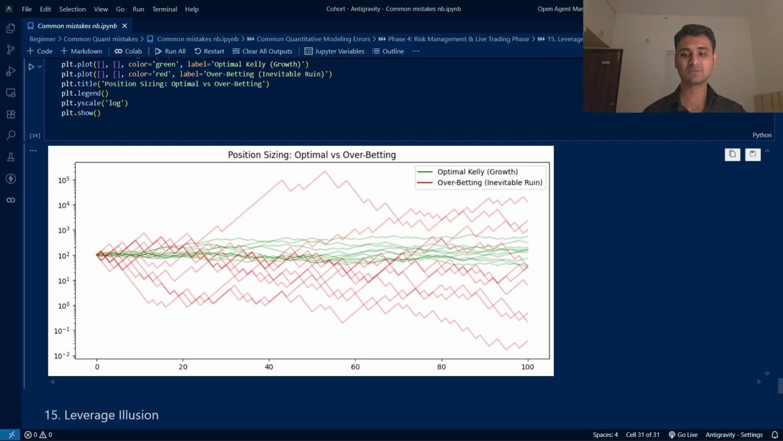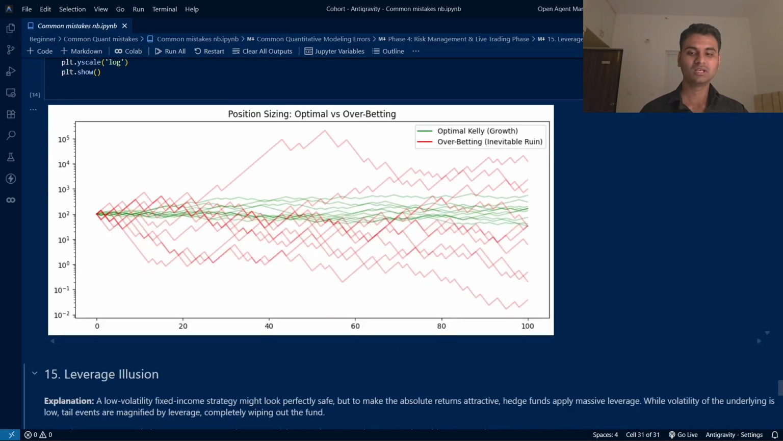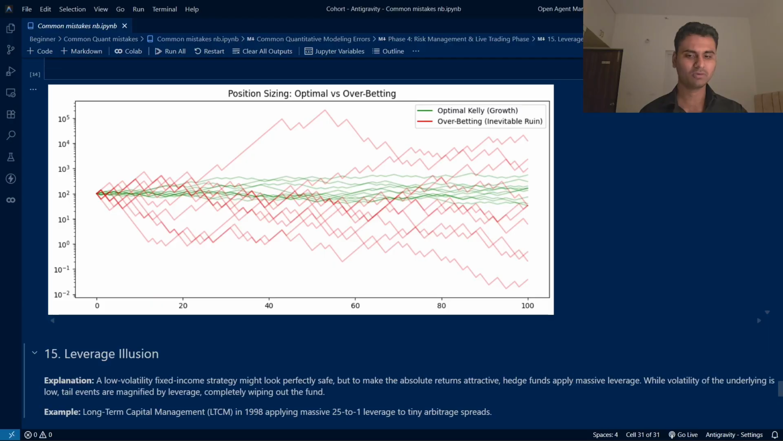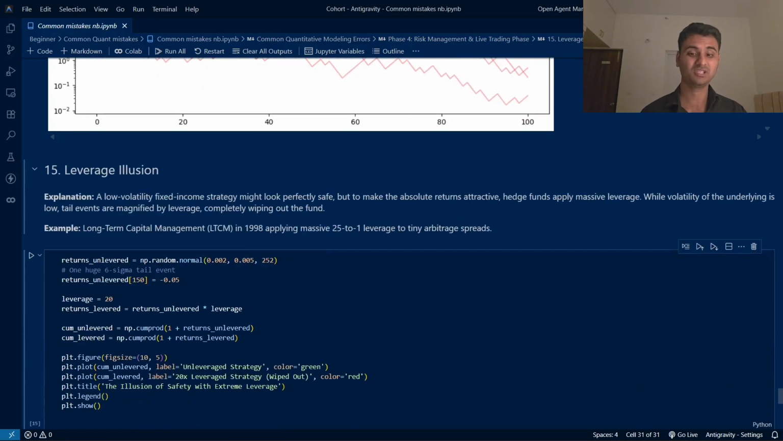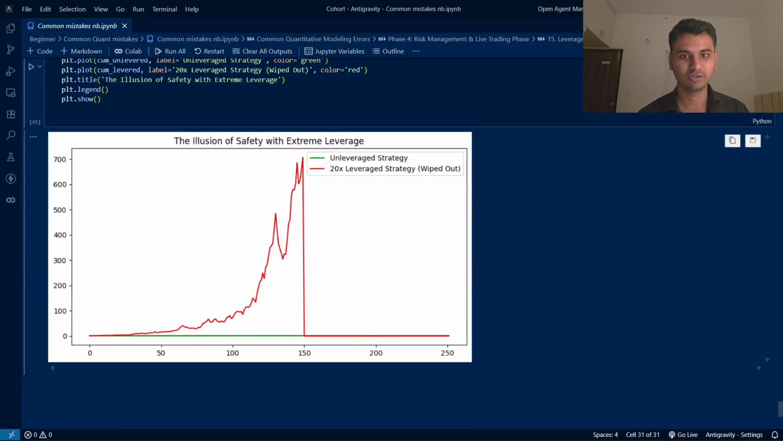Now, coming on to the last point, that is the leverage illusion. So, a low volatility fixed income strategy might look perfectly safe to make absolute returns like your government bonds. And while volatility of the underlying asset is low, tail events are magnified by leverage and completely wiping out the fund. For example, Long Term Capital Management in 1998 applying 25 to 1 leverage in tiny arbitrage spreads. Common mistake if you're thinking that if you're making 20% CAGR and you take 3x leverage, you will make insane amounts of money. You might, but it's not sustainable in the long run, guys. This is the illusion of safety with extreme leverage.